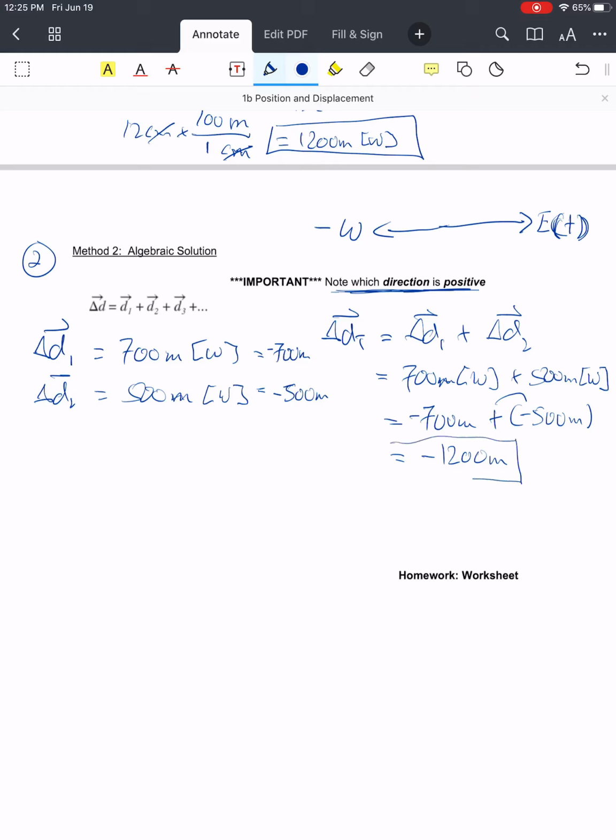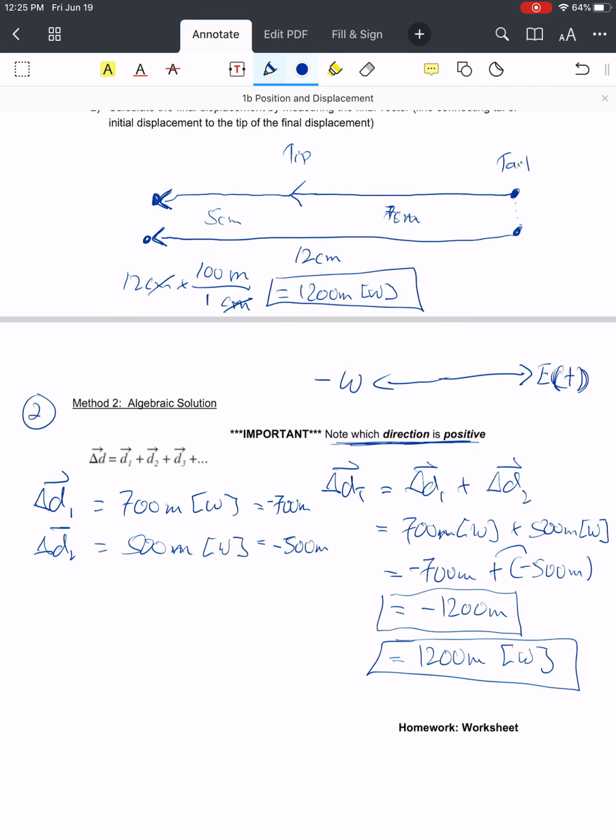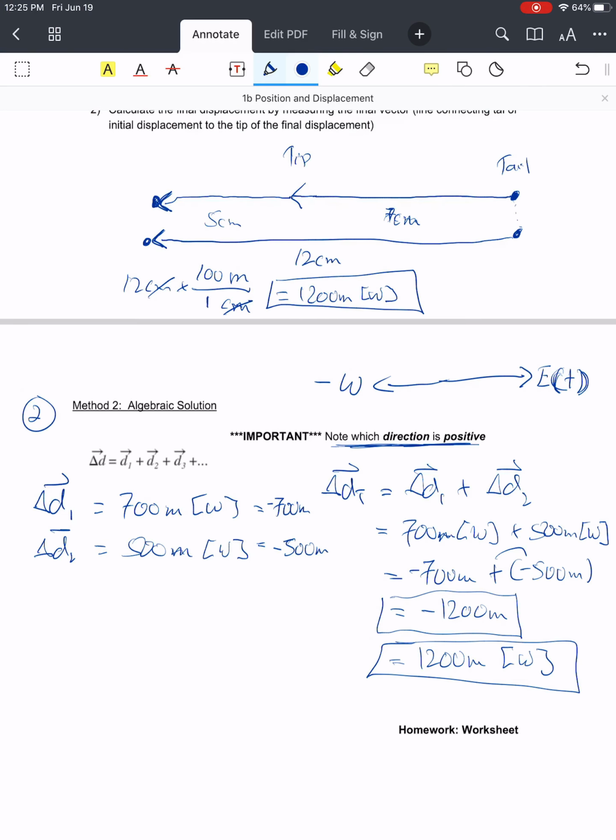So that is one final answer. But remember, I want you to convert this back. Displacement is a vector quantity, so it needs a direction. Negative, in this case, was west. So it's 1200 meters west. Now, if I compare to my answer that I got using my graphical solution, my vector scale diagrams, I got 1200 meters west, and here I got 1200 meters west.